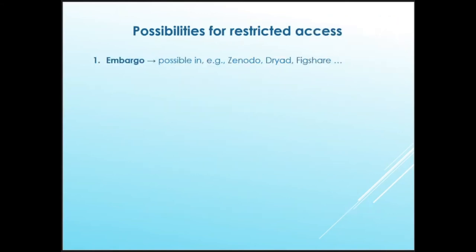So if you need, how can you restrict the access? One option is embargo, which means that you keep the data closed for a certain period of time and then open it. This is mostly appropriate for protection of intellectual property. So for example, you keep the data closed while the patenting process is in place. But do pay attention because not all repositories enable this option.